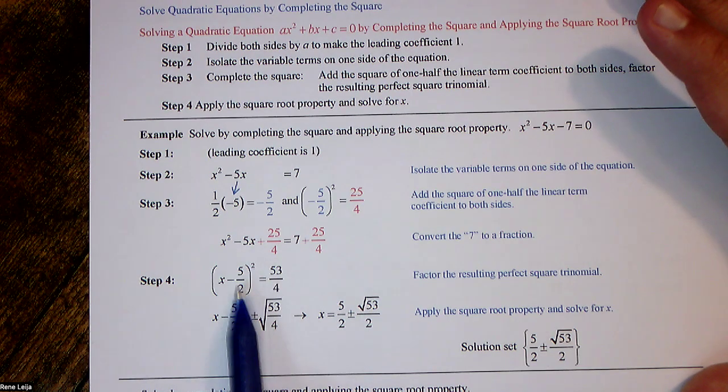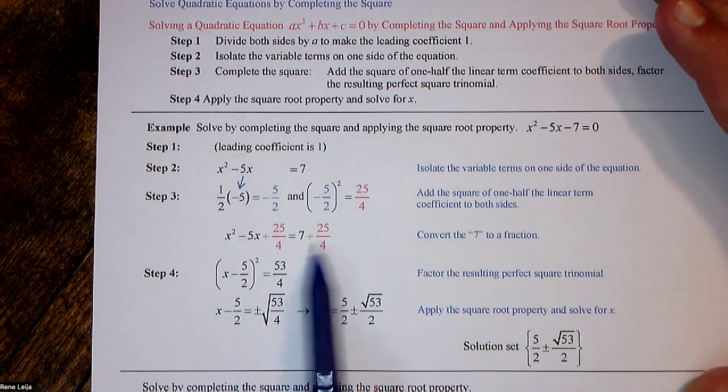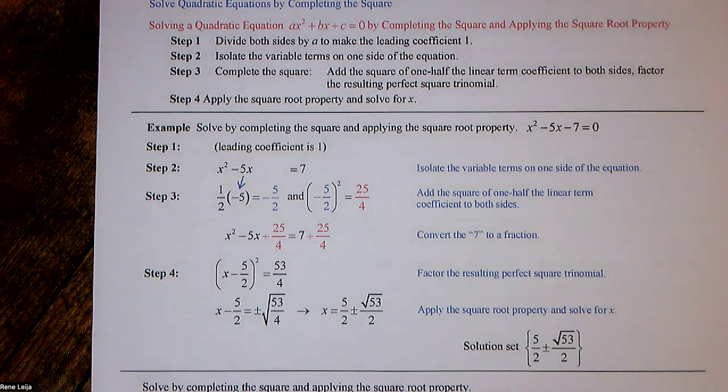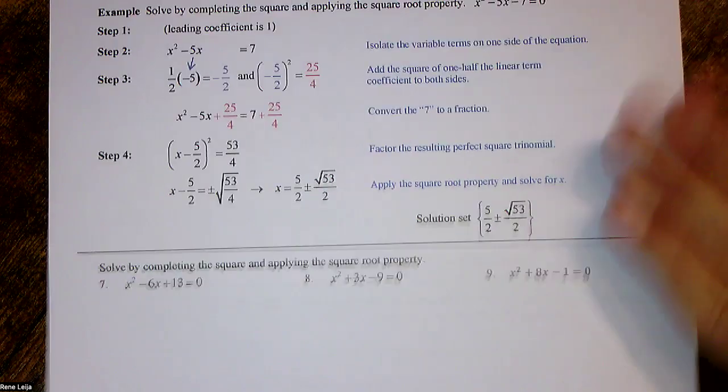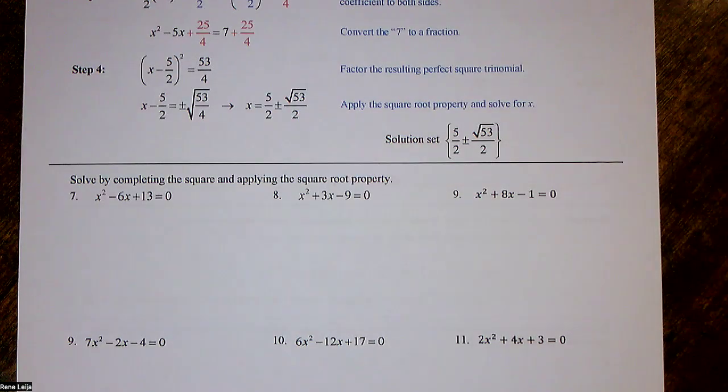So we factor the left side, use your calculator to get the fraction. Then you take the square root of both sides and then solve for x. Okay. Now, this is not difficult, but it's just a little tedious. Okay. But it's not difficult.